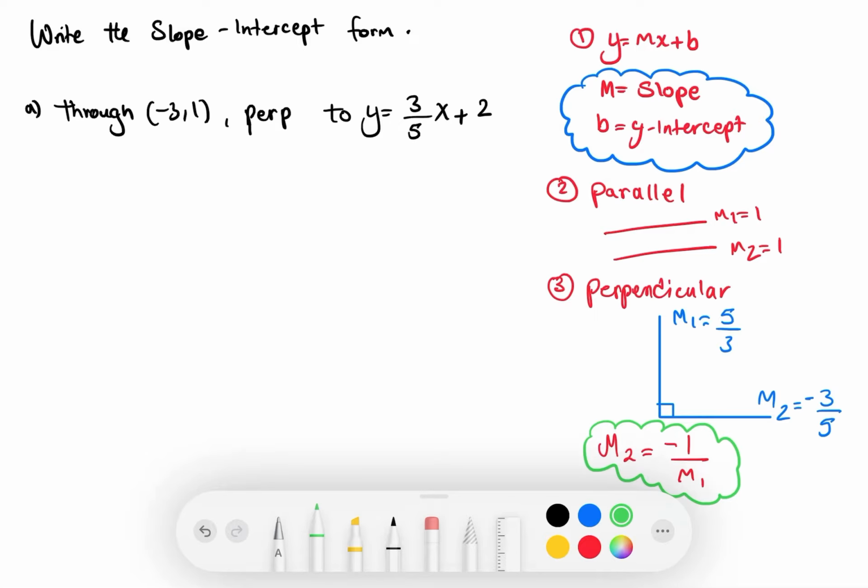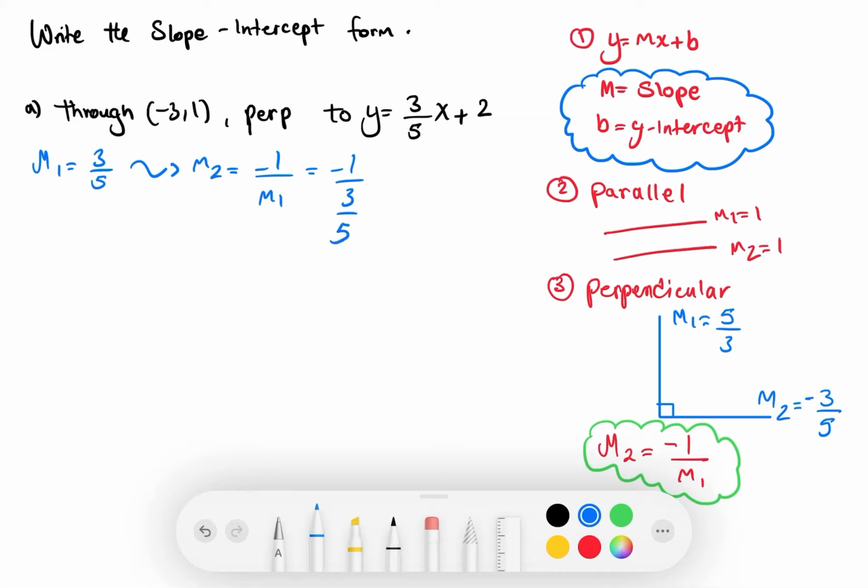Now let's go ahead and take a look at the questions. For example, this one says a line that goes through negative 3 and 1 and is perpendicular to y is equal to 3 over 5 x plus 2. So first of all, right off the bat, the slope of this line, m1, is 3 over 5. The slope of a line perpendicular to this one is going to be the negative reciprocal of this. So it's going to be m2 is negative 1 over m1, which is in this case negative 1 over 3 over 5.